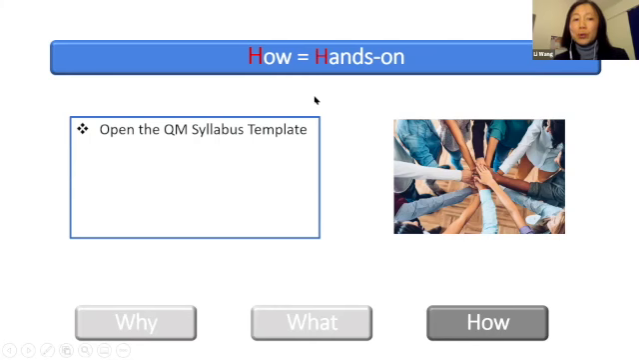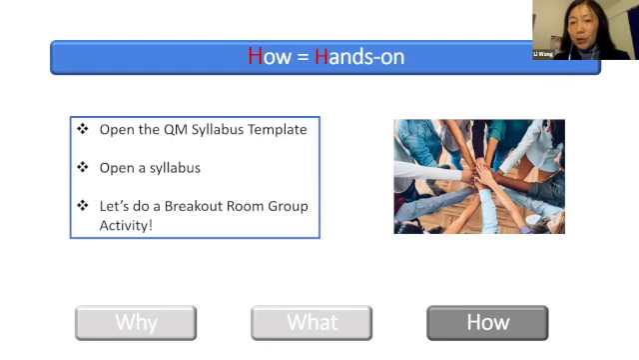Okay, so what we're going to do is open a QM syllabus template, number one, and then open a syllabus. So right now, let me encourage you to open the syllabus. This is the next activity. I'm going to create breakout rooms where you will work in small groups, okay? Your group will look at one syllabus and use the QM syllabus template to go through it. I will demonstrate later. Then you will document your observations in the Google Doc. So let me first give you the syllabus in the chat.